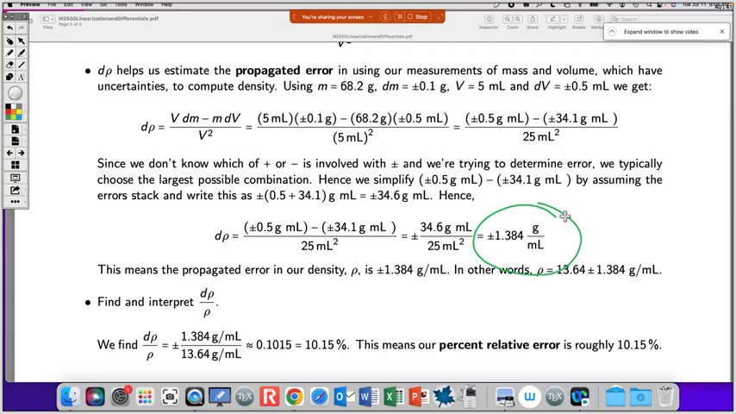The question is, is that a big deal? Is that a lot or not? So what we do is we calculate d rho over rho. So d rho is our approximate error divided by our measured density. You follow? That's going to give us what they call a relative error. We do that, we get 0.1 something, which is roughly 10.15%, which is probably in no way acceptable. Right? That's pretty huge. So you got to get better equipment or something.